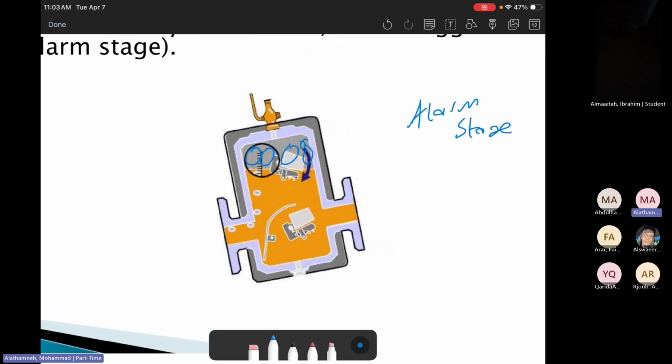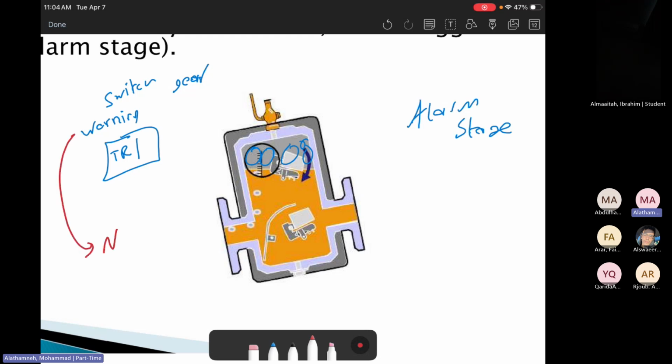In the alarm stage, when more gas is pushing the oil down, they will see warning lights on the switchgear. You'll see a warning, transformer 1. Likewise, the warning will also go to the national control center. In the control room they will also see it on the monitor, for example TR1 in Sbahi substation: there is a warning.